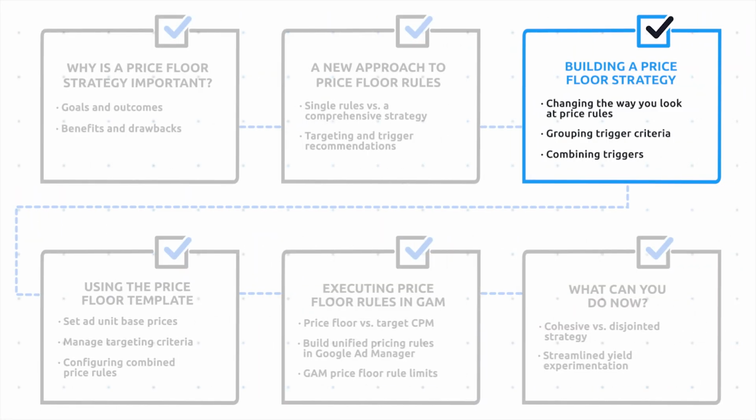Now, let's talk about how to combine the fundamentals we just learned in the last video to create custom price floor rules for specific situations. In order to both build a comprehensive price floor strategy and to find ways to get around limitations on the number of unified pricing rules you can create, you need to change the way you're looking at price rules. We mentioned that they can't be thought of as individual rules, but instead as a set of interconnected rules that govern a comprehensive price floor strategy. Today, we're going to show you how to do that.